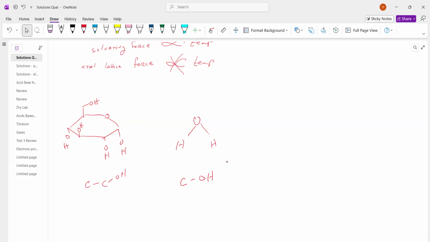There's a saying, like dissolves like. Polar things dissolve polar things really easily. Nonpolar things dissolve nonpolar things really easily, like fats and oils. Those are very nonpolar, so you want a nonpolar solvent to dissolve them. Okay, so that is the qualitative part of solutions. I wanted to give you an idea of what is a solution, and what are the parameters that make things dissolve or stay not dissolved.